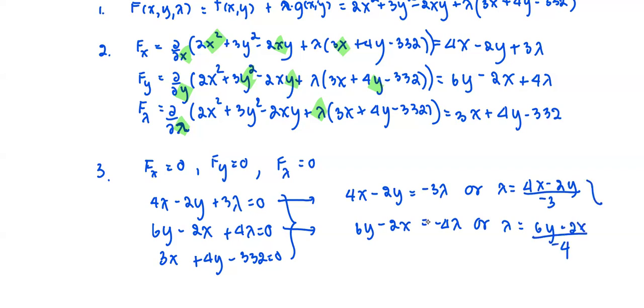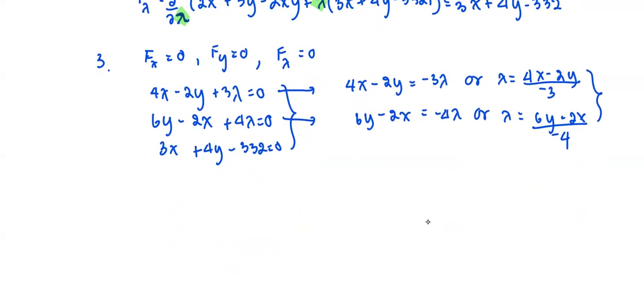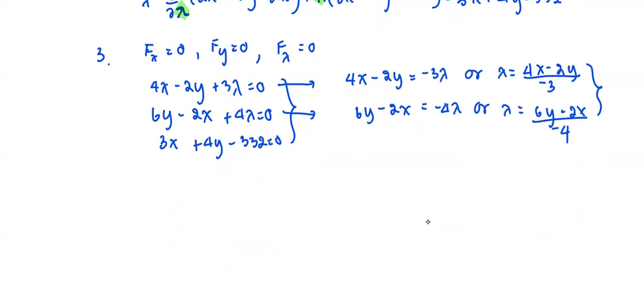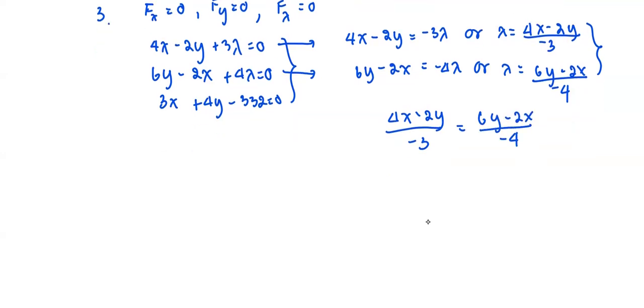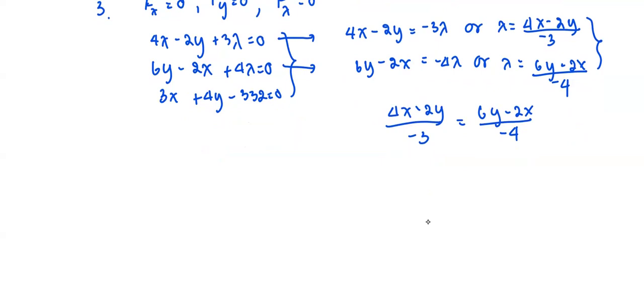And since both of them are the expression for lambda, we just equate them. We get 4x minus 2y divided by negative 3 equals 6y minus 2x divided by negative 4. At this point, lambda is gone. We're gonna solve for either x or y. So for our convenience, I'm gonna look for y in terms of x.